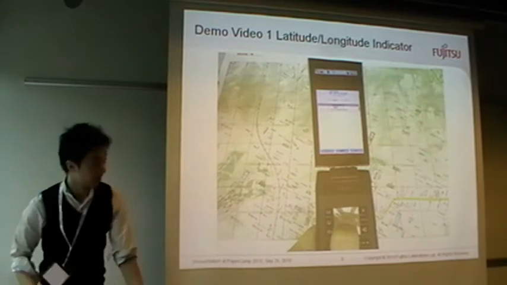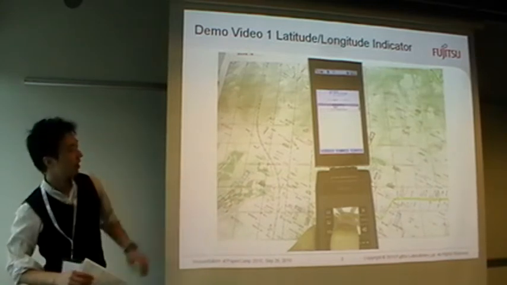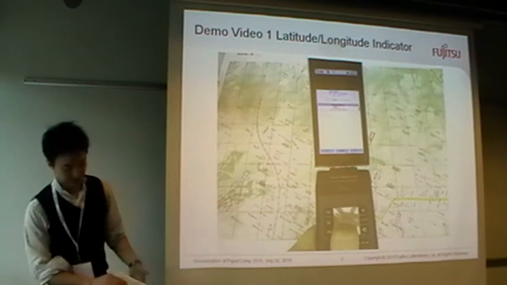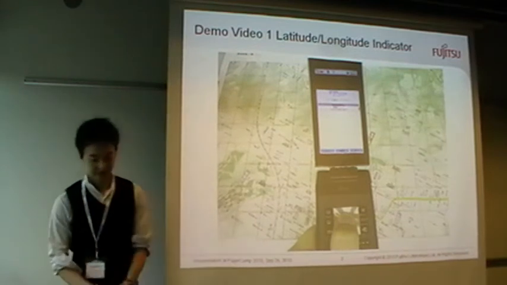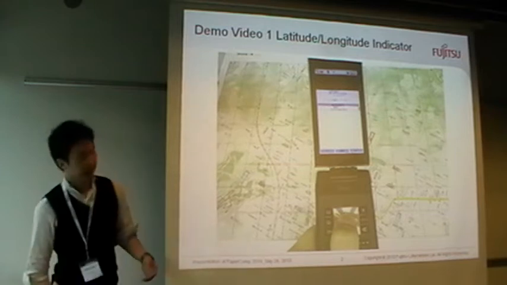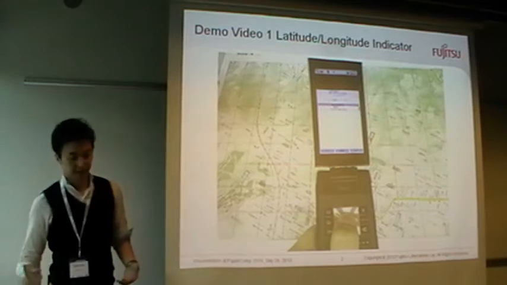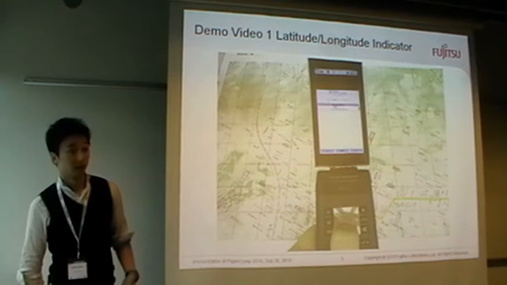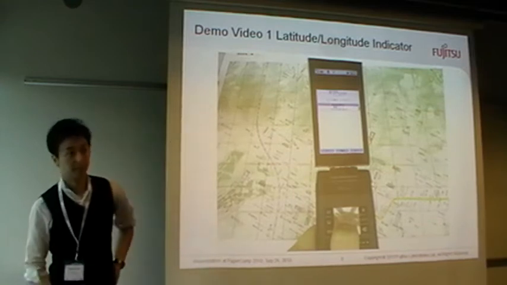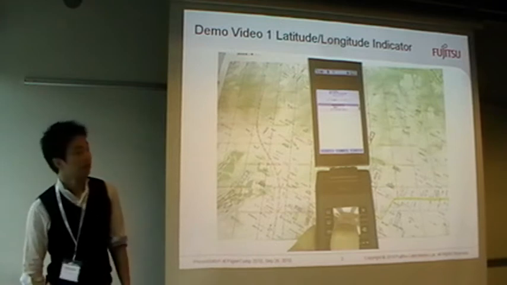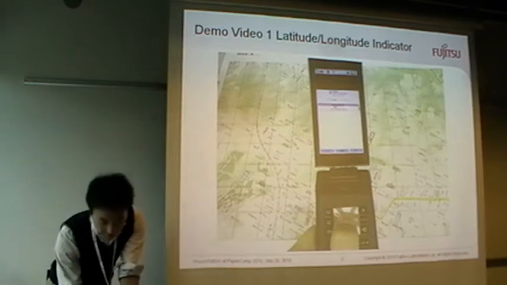This map is a paper map, a Kamakura city map in Japan, and this is a mobile phone sold in Japan. And this technology realizes identification of location information, that is latitude and longitude information, in paper maps using camera phones. And I'll show you the videos.